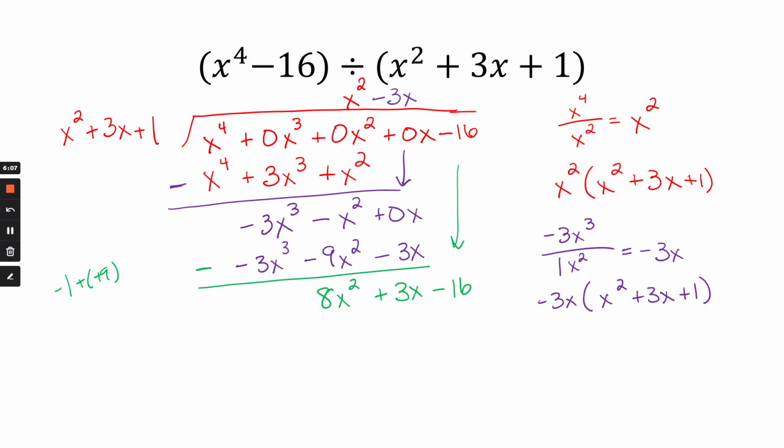Now, obviously, this is nice because there are no decimals with these polynomials, so we know once we're done, we're going to be done here. 8x divided by x is just 8. Multiplied down and around, we'll get 8x squared plus 24x plus 8. We're going to subtract.